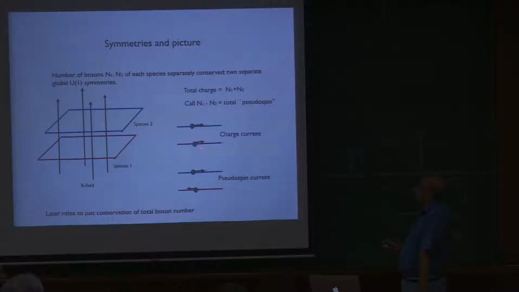Right? And when I say there's a charge current, what it'll mean is that N1 plus N2 is transported, so both particles move in the same direction. Pseudo spin current means that there's no net transport of N1 plus N2. The two particles move in opposite directions. It's a counterflow current. Okay? Now later, we'll relax this to conservation of just the total boson number by allowing bosons to tunnel between the two layers. Okay? For the time being, let's just ignore the tunneling.